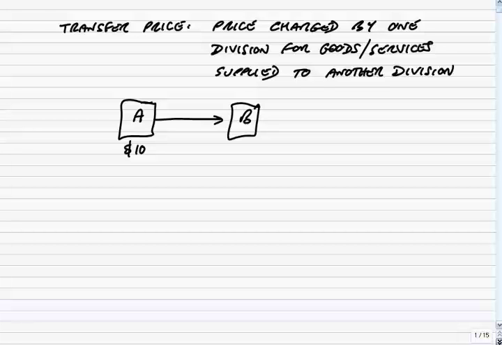It says Division B packs them. And again, on the second line, Division B, they've extra costs. So the costs of packing are $4 a unit. They then sell them to outside customers. And it says below, Division B sells the goods to external customers at a price of $20 a unit.